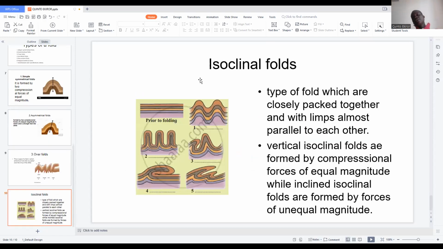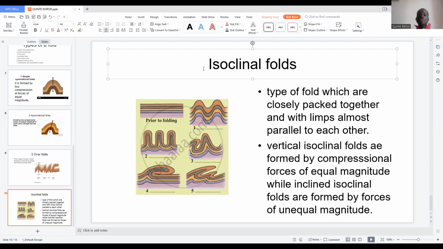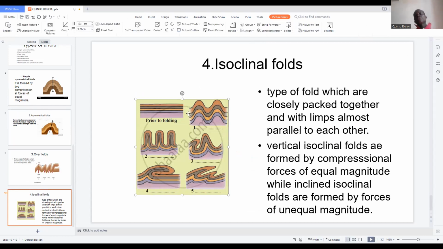Let's see now our fourth type of fold, which is the isoclinal fold. This is a type of fold whose limbs are closely packed together and almost parallel to each other. Have you seen this part?